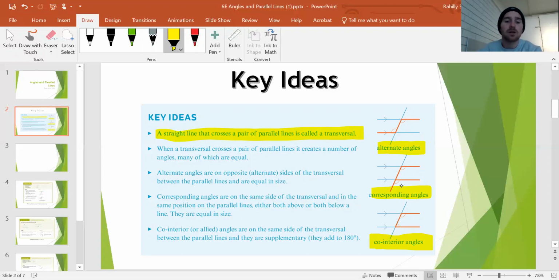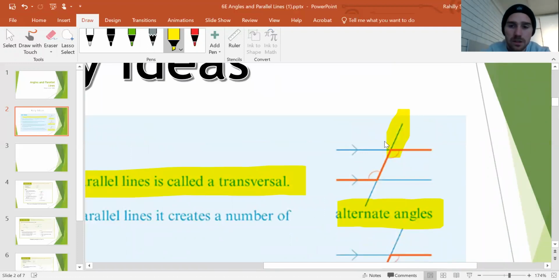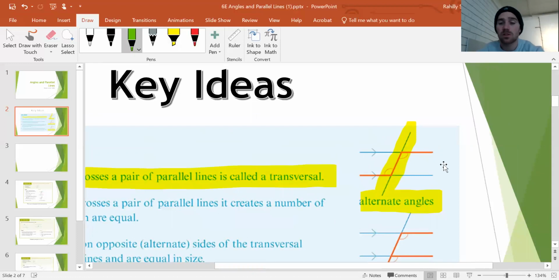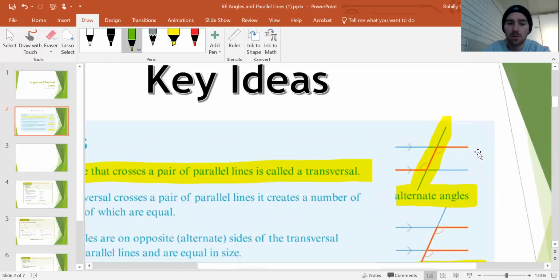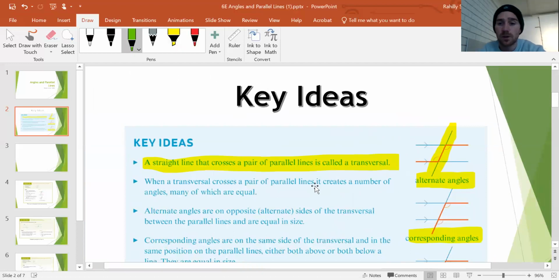Alternate angles are on the opposite or the alternate sides of the transversal, and they are between the parallel lines and are equal in size. If I zoom in to this top one, they're on either side of the transversal. That's our transversal. Our alternate angles are on either side, so one on this side, one on this side, and they are both between the parallel lines. When you're looking for the alternate angle, there's only one that's going to be. You'll understand that a little bit more when we look at the questions. Basically, alternate angles are on the opposite sides of the transversal, so one's on the left, one's on the right, and they are between the parallel lines, and they are equal in size.